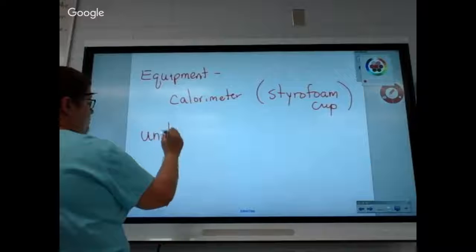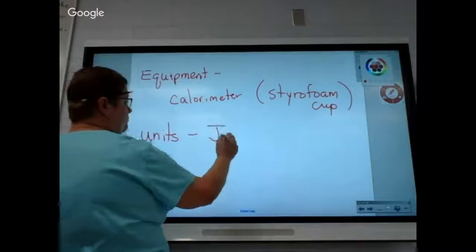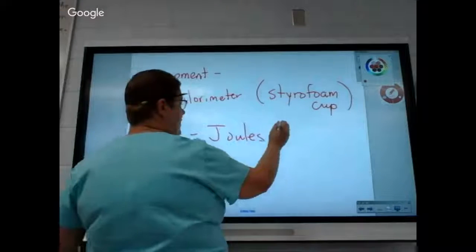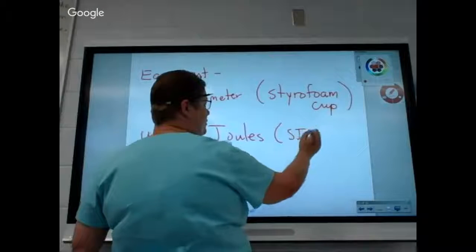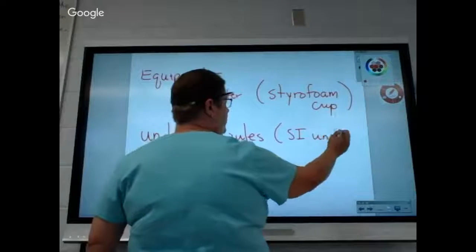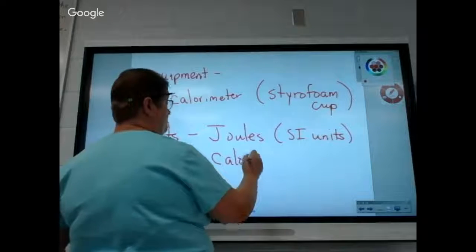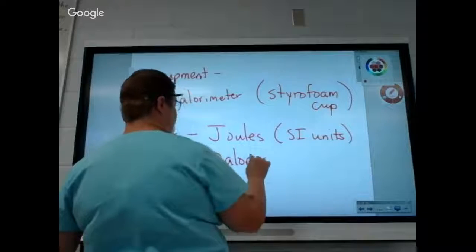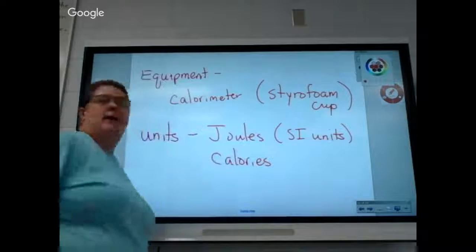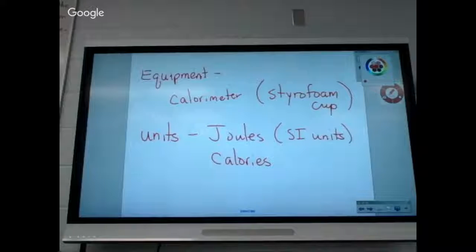The units we're going to use are joules, which is the SI unit, and it's not pronounced jowls. It's pronounced joules, like jewelry. Joules measure energy, right? So is heat just a measure of the total energy? Yeah, it is. And the English unit is calories.